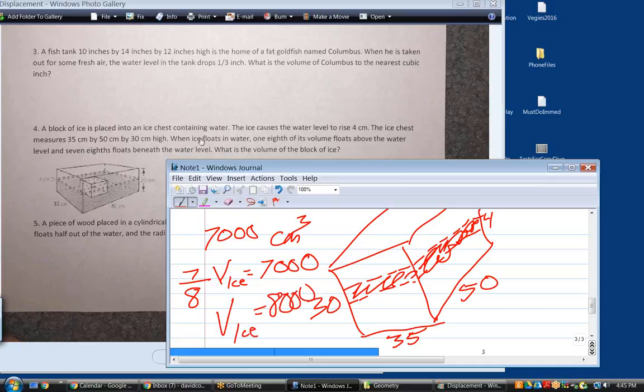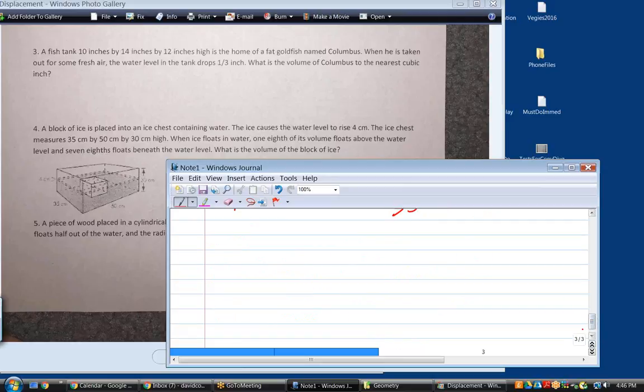In other words, if I were to push on top of that floating ice cube until the very top of it was level with the layer of the water, then the entire ice block would be submerged. It would displace 8,000 cubic centimeters of water, not 7,000. The only reason it only displaces 7,000 is because only 7/8 of the ice block is below the water. Okay.